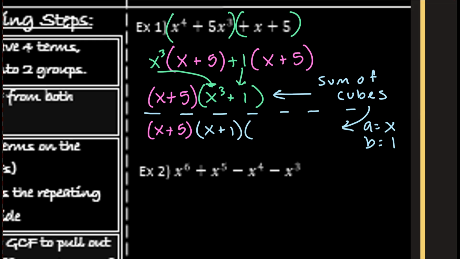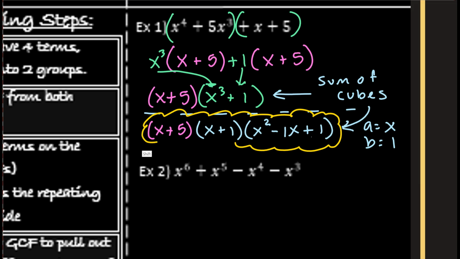Then what comes next? In my formula, a squared. So we have x squared, then what comes next? Minus a times b, minus 1 times x. Good. Then b squared, which is 1 squared, which is just 1. Does anything multiply to be 1 but add to be negative 1? No. So boom, I'm done factoring.